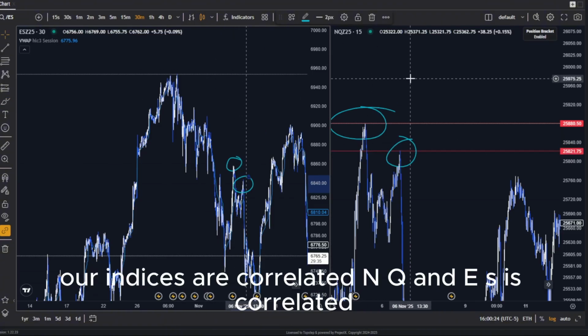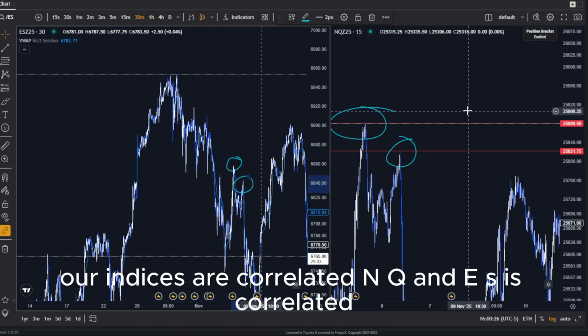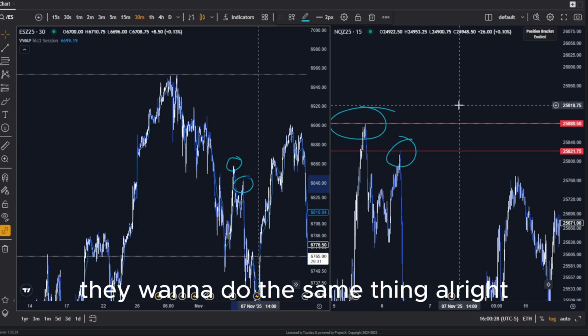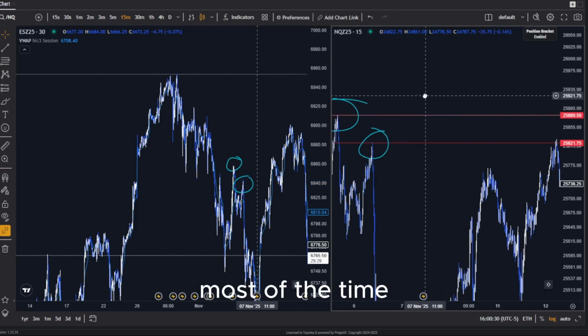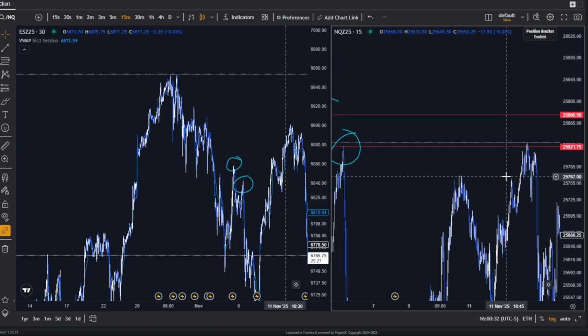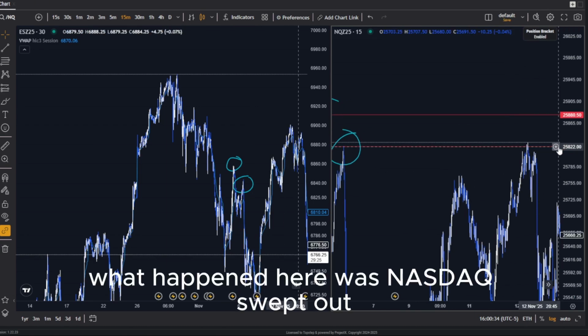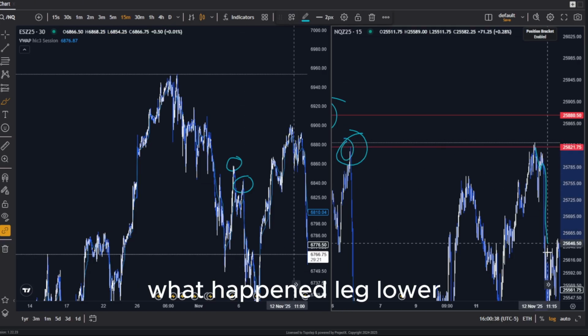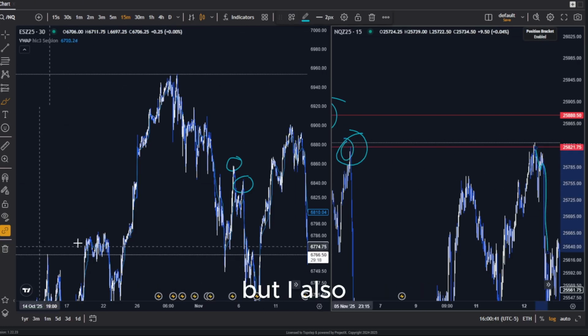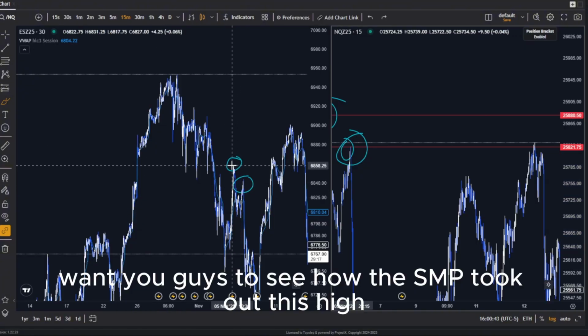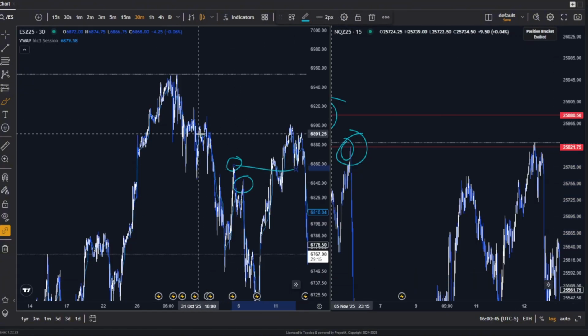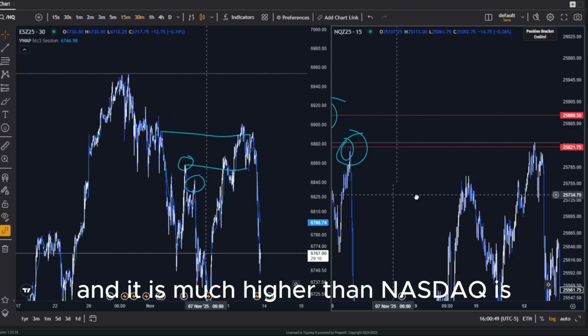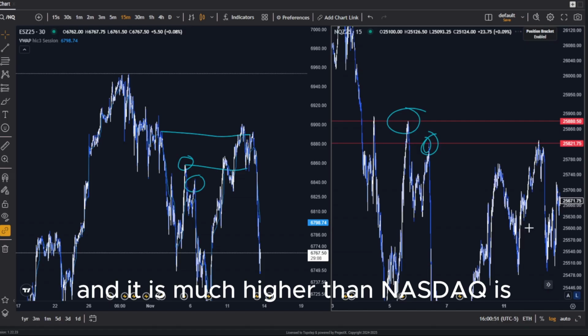Our indices are correlated. NQ and ES is correlated. They are moving the exact same way. They want to do the same thing, all right? Most of the time. What happened here was NASDAQ swept out this liquidity point right here. What happened? Leg lower. But I also want you guys to see how the S&P took out this high, the S&P took out this high, and it is much higher than NASDAQ is.